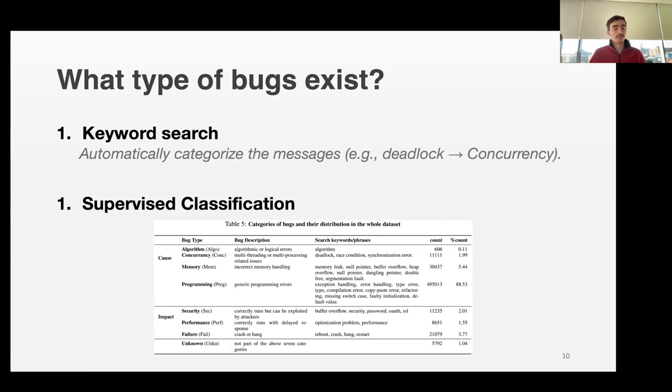They also tried to search for what types of bugs exist. So they did this keyword search, which means that if they had a bug message with the keyword deadlock in it, they would automatically categorize that as a concurrency issue, for example. And they did this for a specific set of keywords, and then they tried to use these to do a supervised classification, meaning that for all the remaining issues, they tried to trace some of the other keywords and automatically classify the remaining issues.